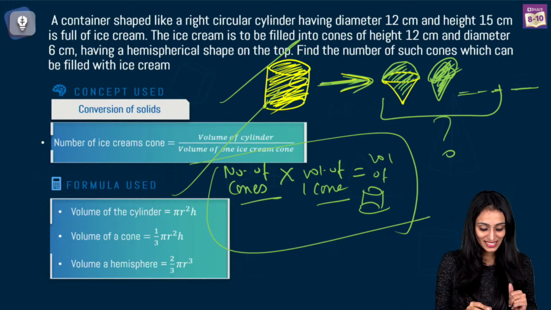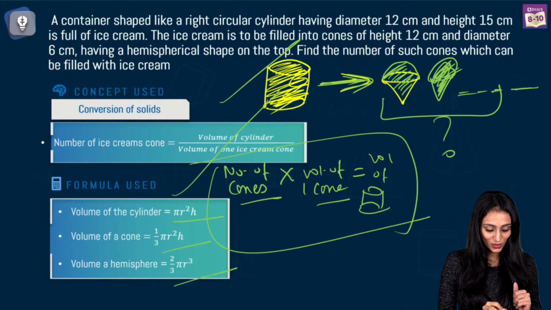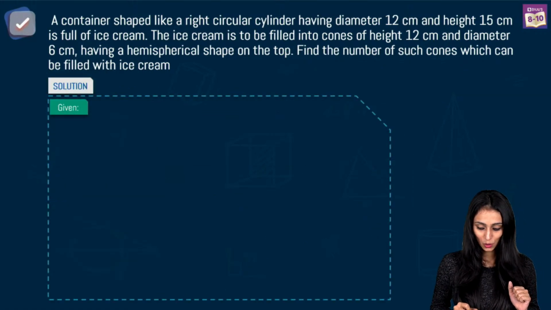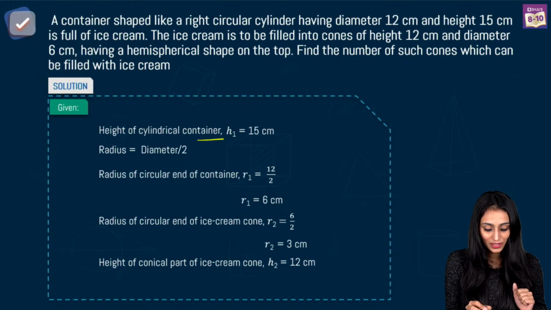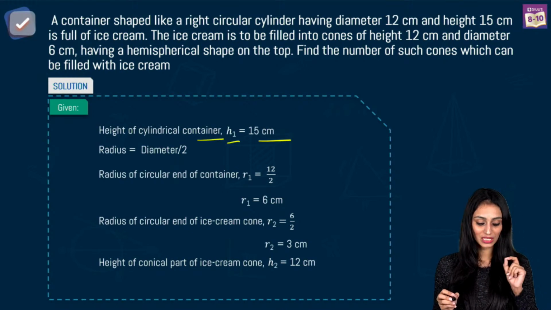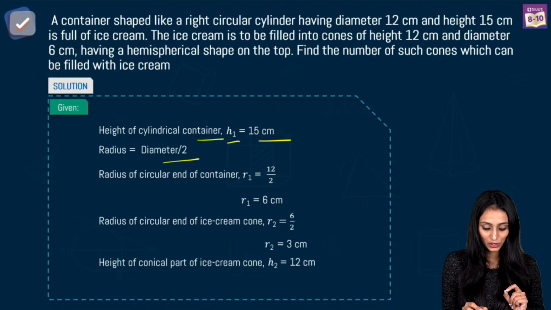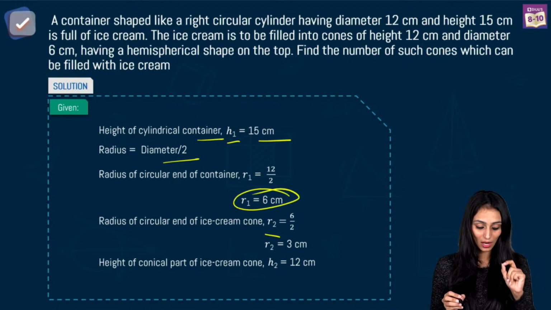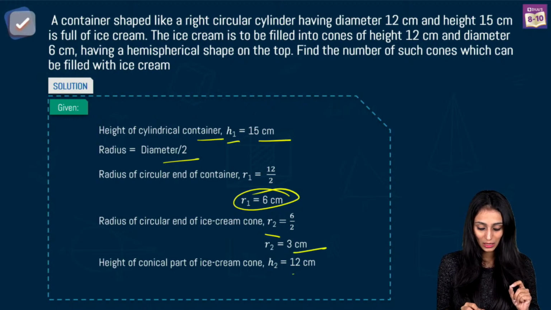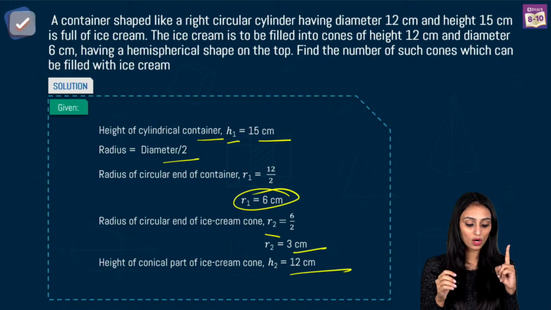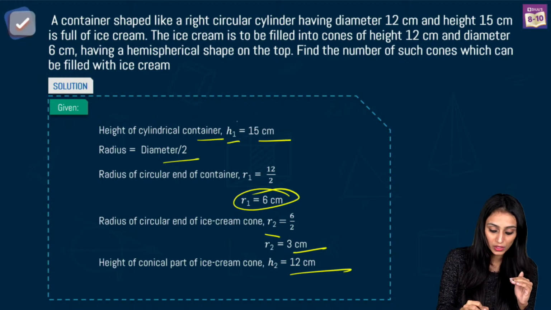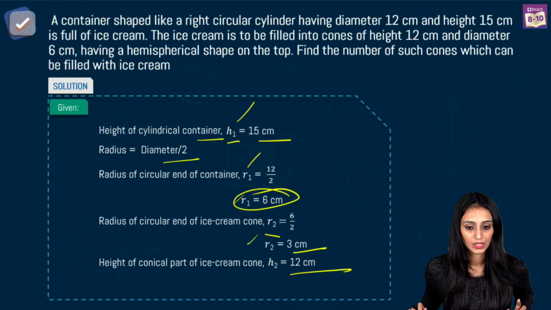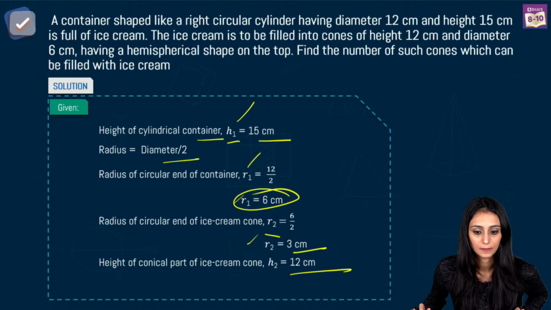Great. So these are the formulas: volume of cylinder, volume of cone and volume of hemisphere. Now we all know it. This is what we are going to use. So the height of the cylindrical container, that's H1, is 15 centimeter. Radius is diameter by 2, that's going to be 6 centimeter. R2, for the ice cream cone, would be 3 centimeter and H2 would be 12 centimeter. Make sure, since they all are different, you have to denote them by different variables. Yes, this is important.